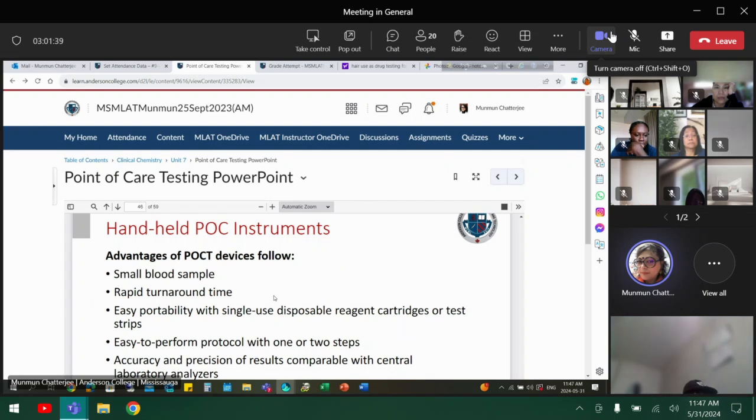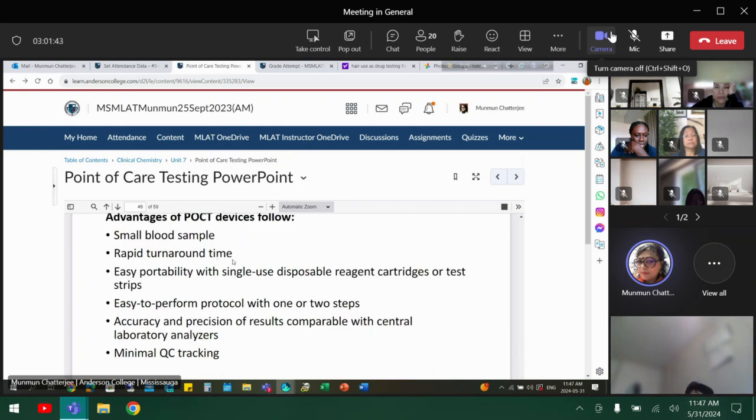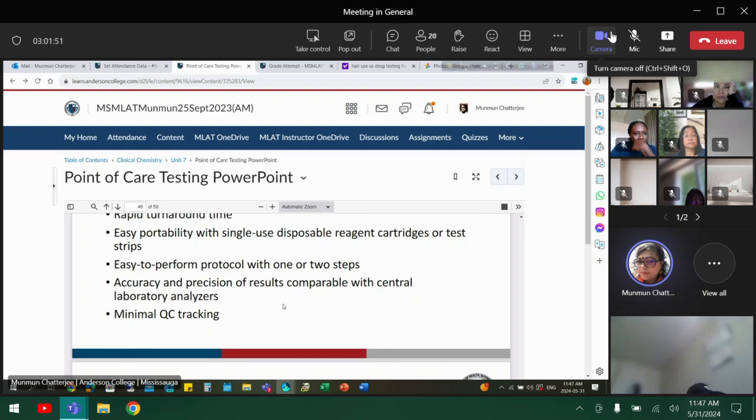So what are the advantages? Small blood sample, rapid turnaround time, easy portability with single-use disposable reagent cartridge or test strips, easy-to-perform protocol with one or two steps, accuracy and precision of results comparable with central laboratory analyzers, and minimal QC tracking.